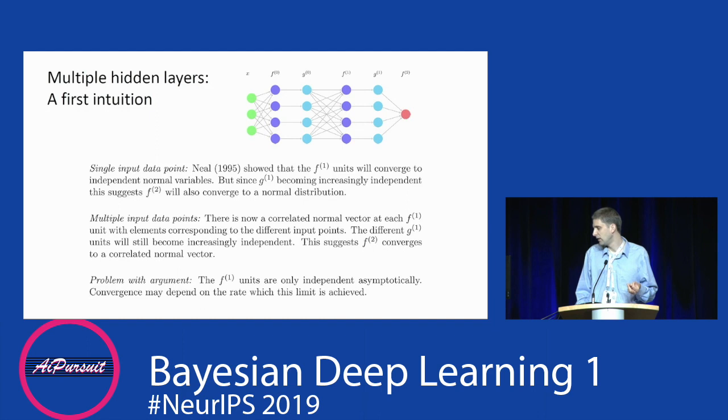Now, if we think about what's going to happen with multiple input data points, there is now a correlated normal vector at each F1, and the elements here correspond to the different input points. We push that forward through the nonlinearity, and F2, as a sum of increasingly independent vectors, converges to a normal vector. Now, why isn't that argument enough to be sure that the central limit theorem kicks in? Well, the F1 units in the sum are only independent when they have reached their own limit. But that's only true asymptotically. So the convergence may depend on the rate at which this limit is achieved. And we'll see that a bit more when I talk through the proof in a bit more detail.